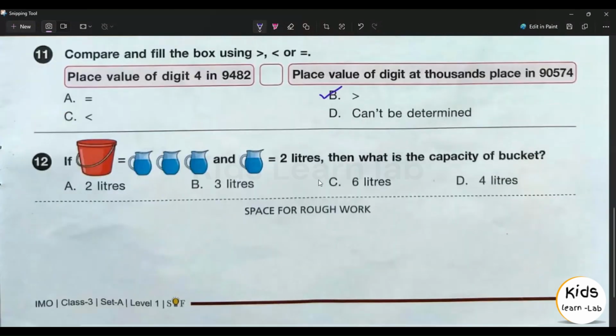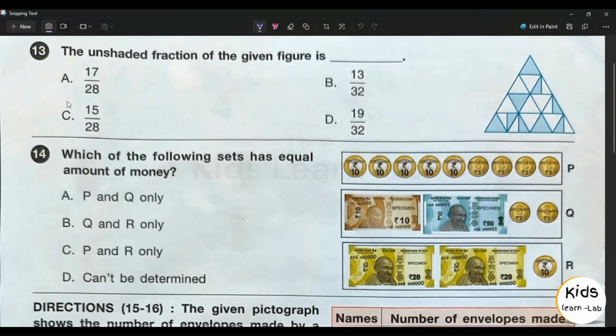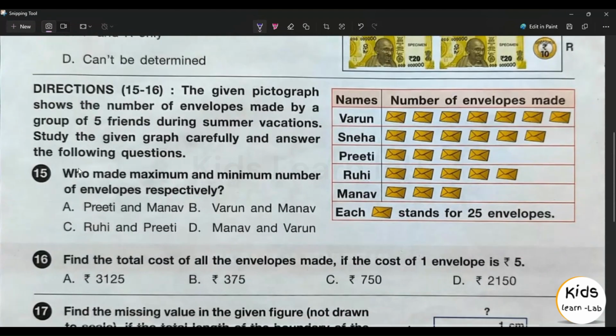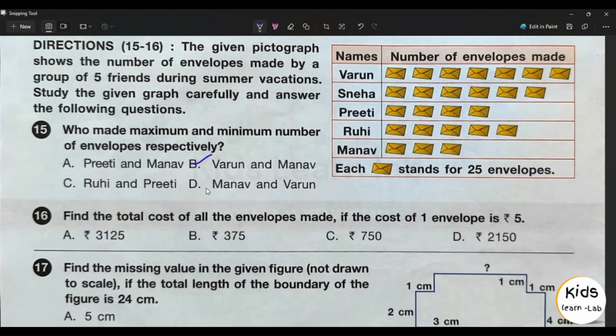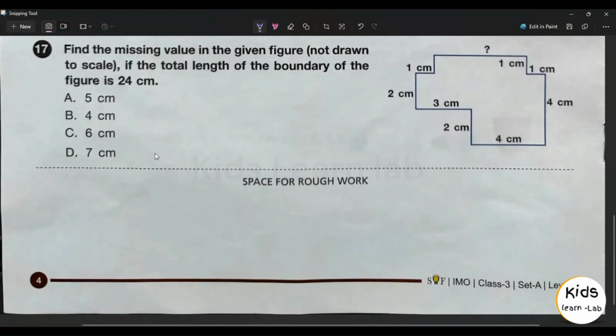12th question right answer is option C. 13th question right answer is option D. 14th question right answer is option A. 15th question right answer is option B. 16th question right answer is option A. 17th question right answer is option A.